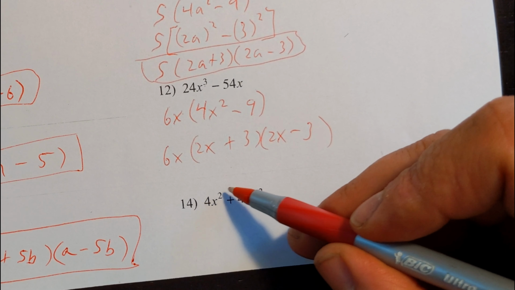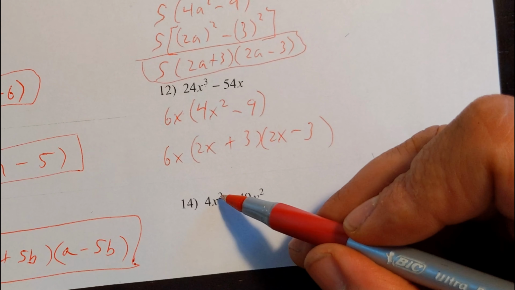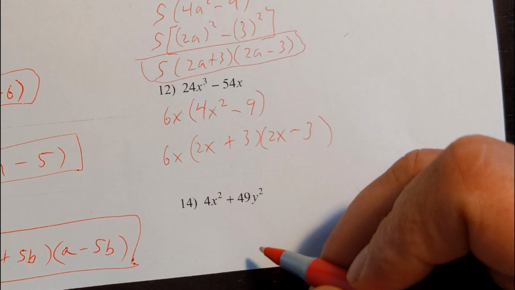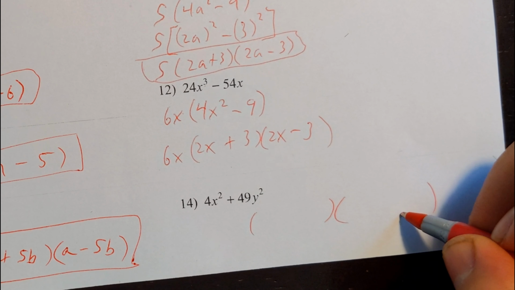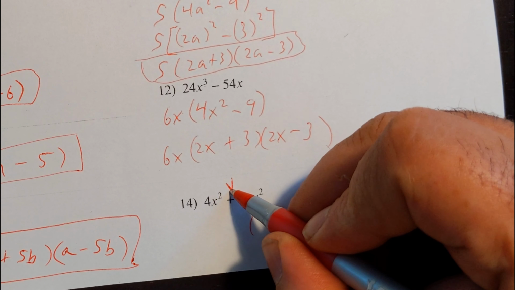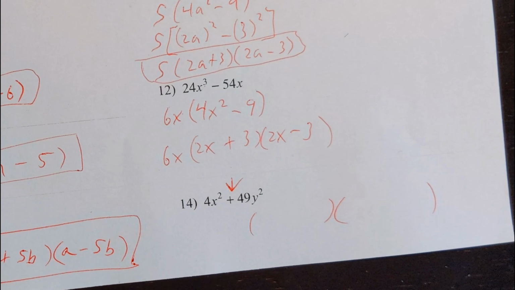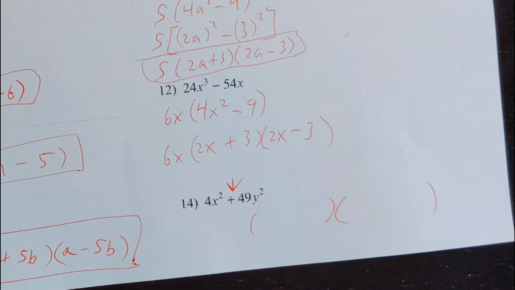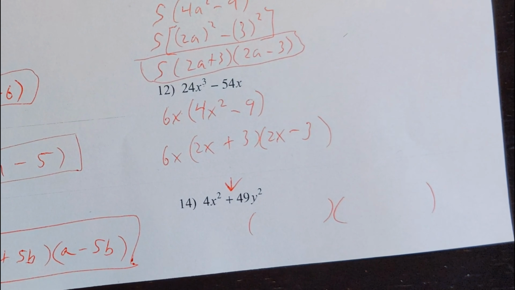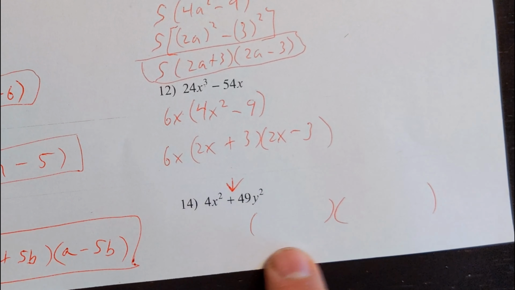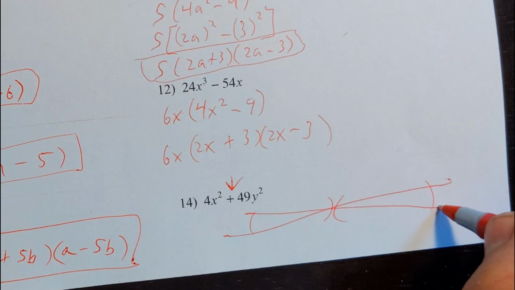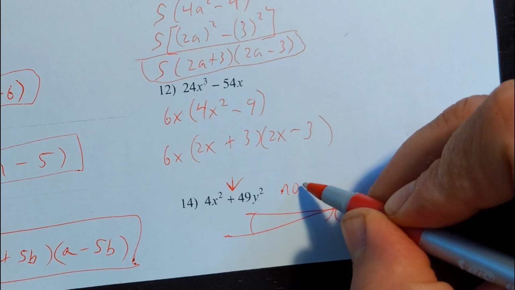Number 14, 4 and 49 have nothing in common. X squared and y squared, nothing in common. If you try to set this up, pay attention to this sign right here. Remember that every one of the examples has always been a negative. It has to be negative. It's the only way that this works. So that means number 14, even if you went this far, it's not factorable.